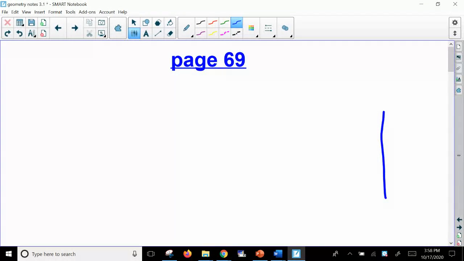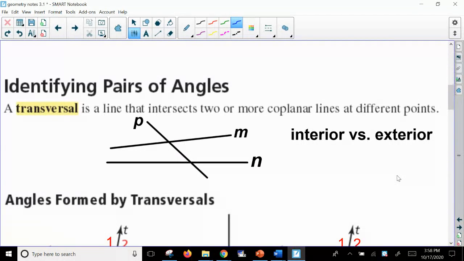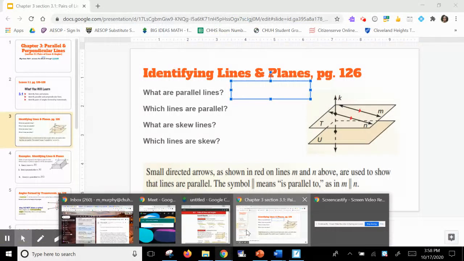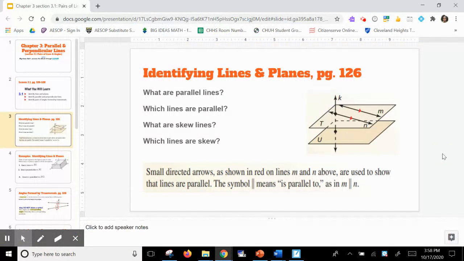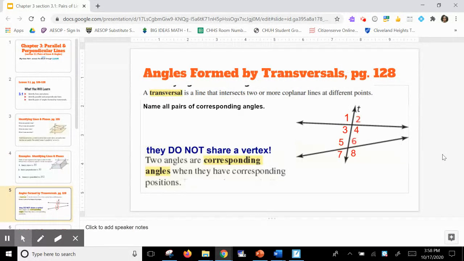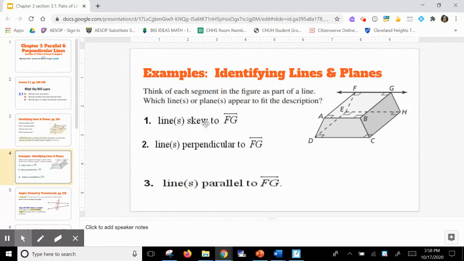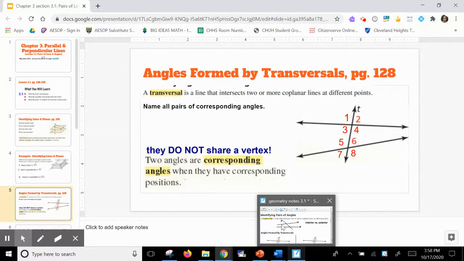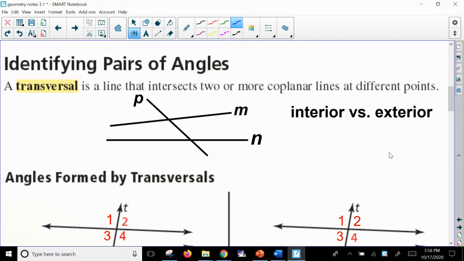Boom. Scroll down. Pairs of angles. So you need to know that a transversal is a line that intersects two or more lines at different points. Basically, if a line crosses another line, it's a transversal. I mean, if a line crosses another two lines, it's a transversal. Hopefully on this page, you added the answers to your notes that we just went over. So, let me go back to this page. So right here, line P is the transversal.